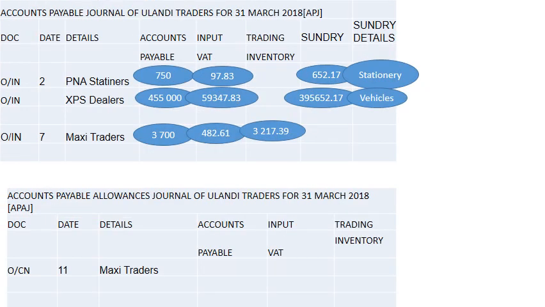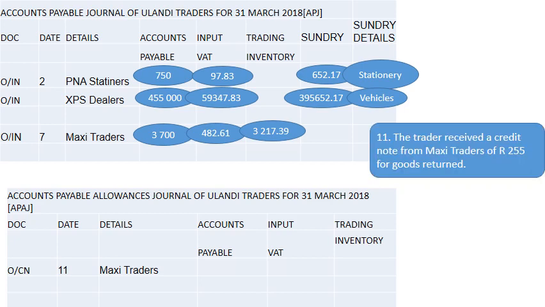The last transaction is transaction 11. The trader received a credit note from Maxi Traders of 250 rand for goods returned. Here we are dealing with goods returned to a creditor. Therefore, the entry will be recorded in the accounts payable allowance journal. We will use the original credit note because we have received it from a creditor, dated the 11th. The name of the creditor is Maxi Traders.